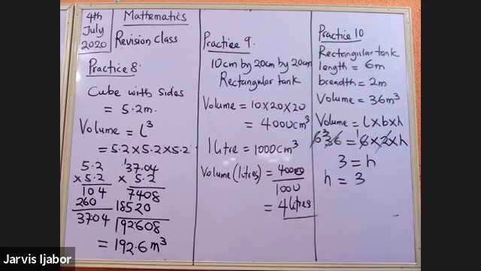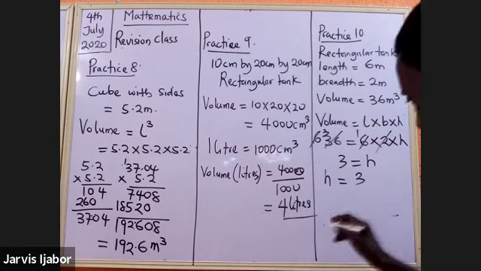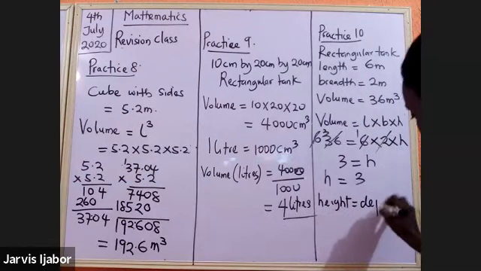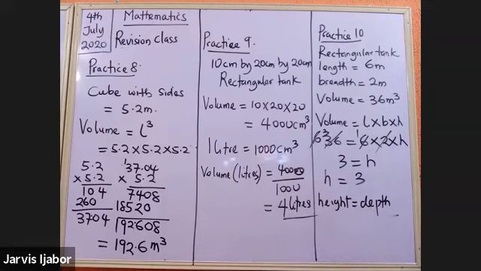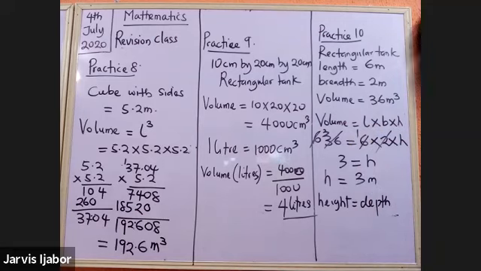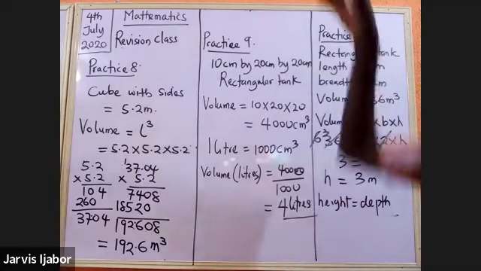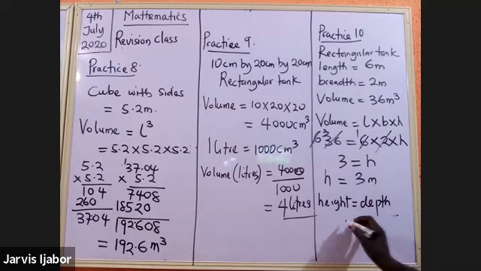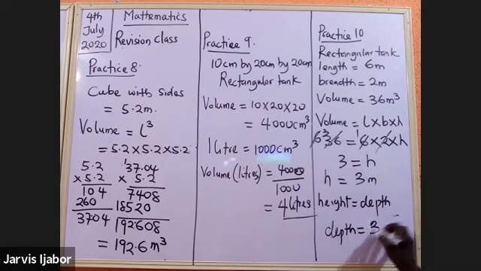Now, somebody may say, Uncle, but what they told us here is depth. Good. Height is equal to depth. When we're talking about volume, height is the same description as depth. Height means take from top up, while depth means take from ground level down. So the depth will be equal to 3 meters.